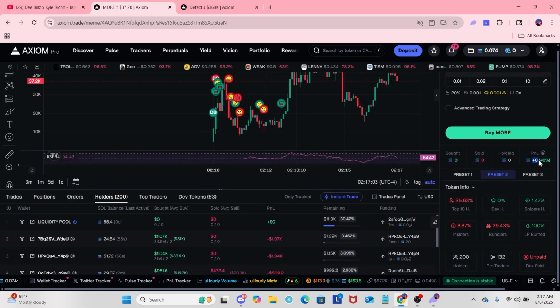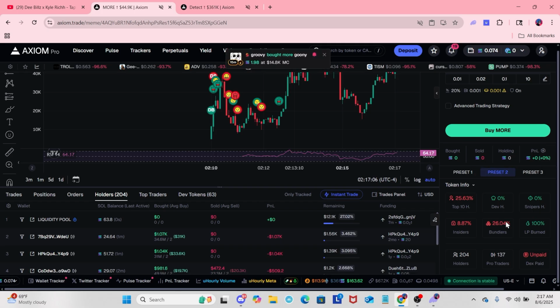Everything else is the same. The P&L tracker shows you what percentage you're at, how much you're holding, how much you sold, how much you bought. Pretty simple.